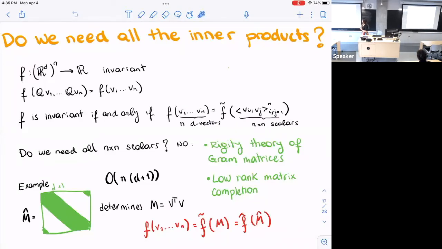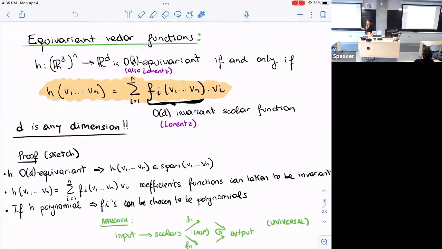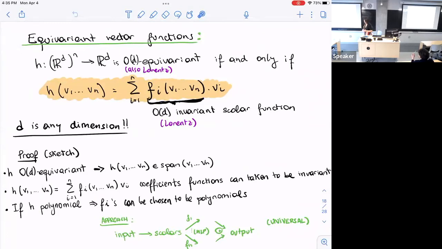Then the next question is, do we need to use all the pairwise inner products? And the answer is no, because you can reconstruct the vectors by observing O of n d plus 1 inner products, using things like matrix completion. So far, this is super classical, and I think everything is going to be super classical actually.